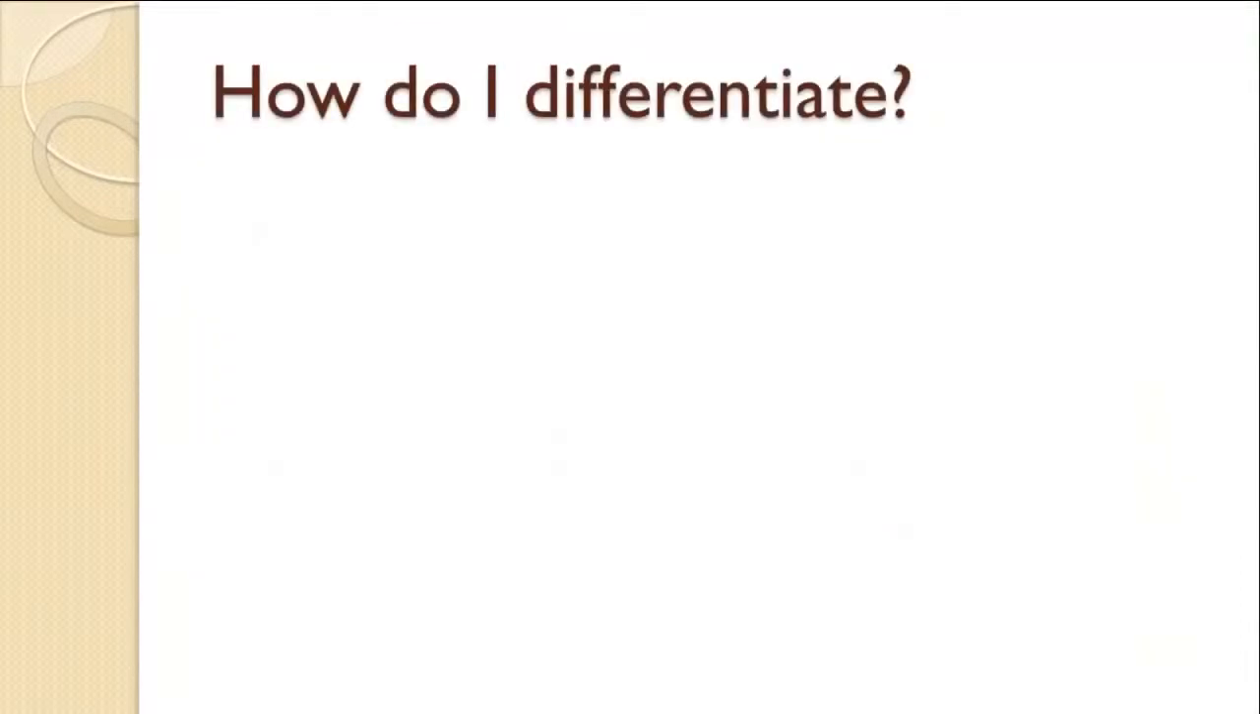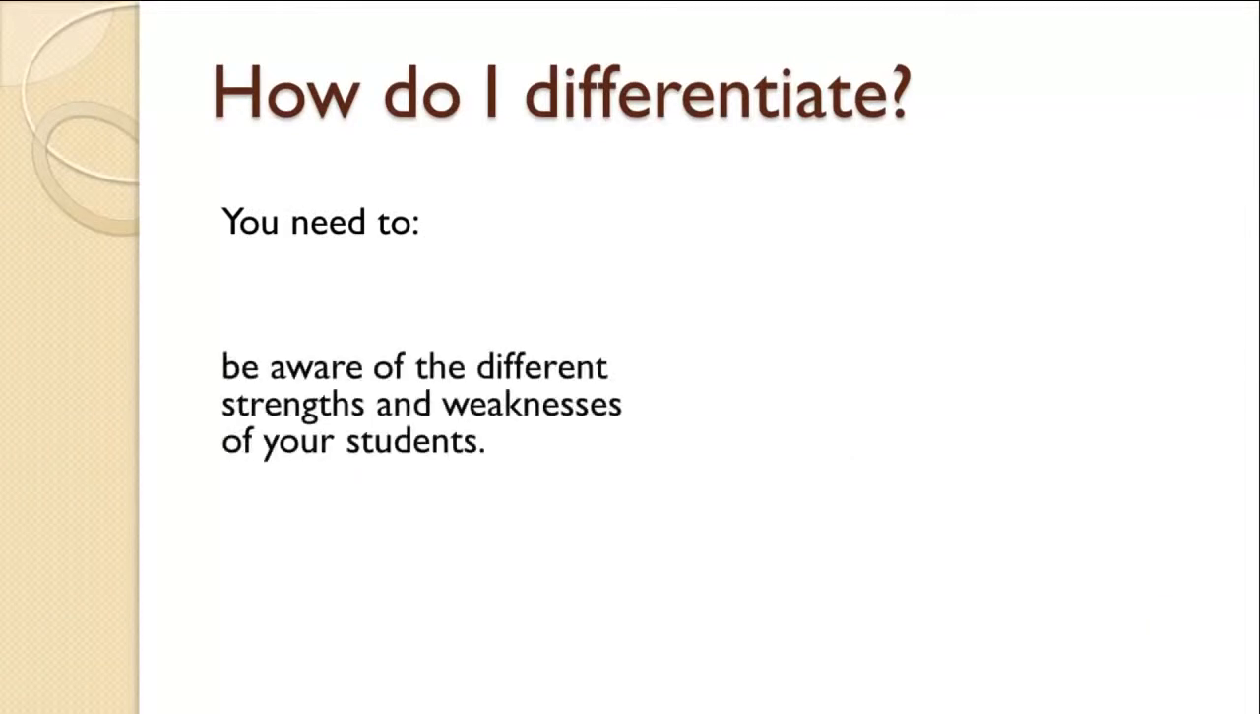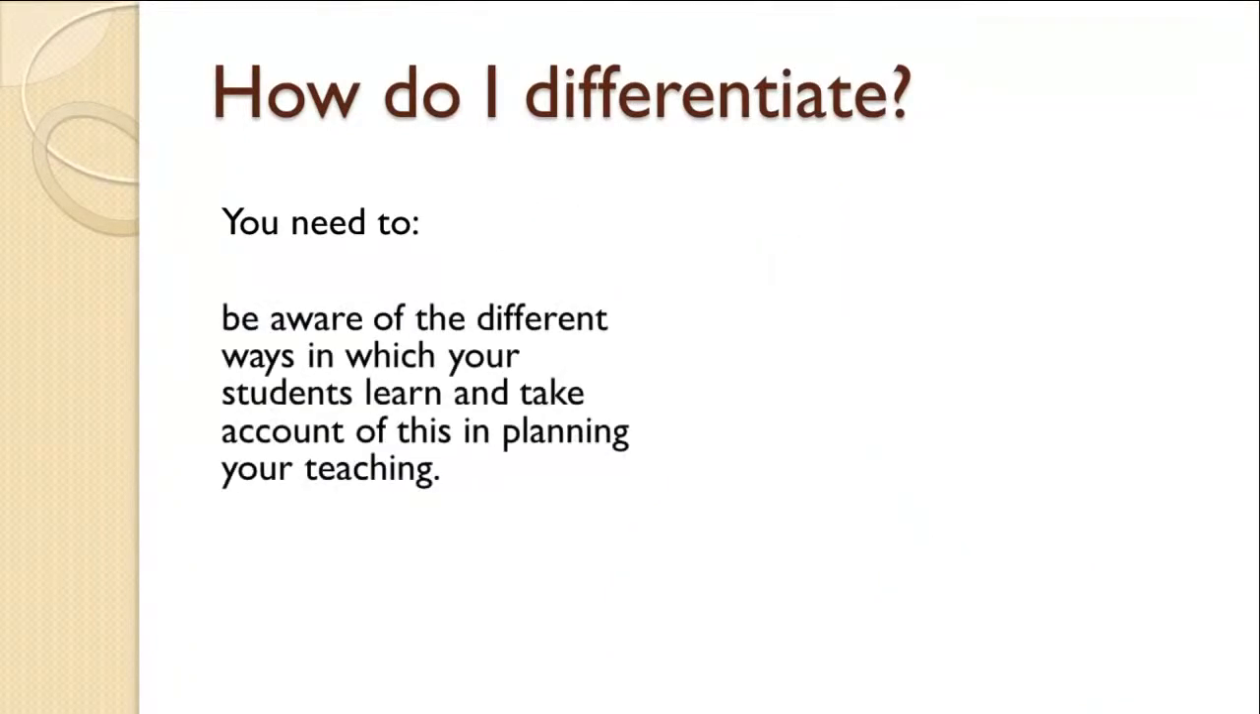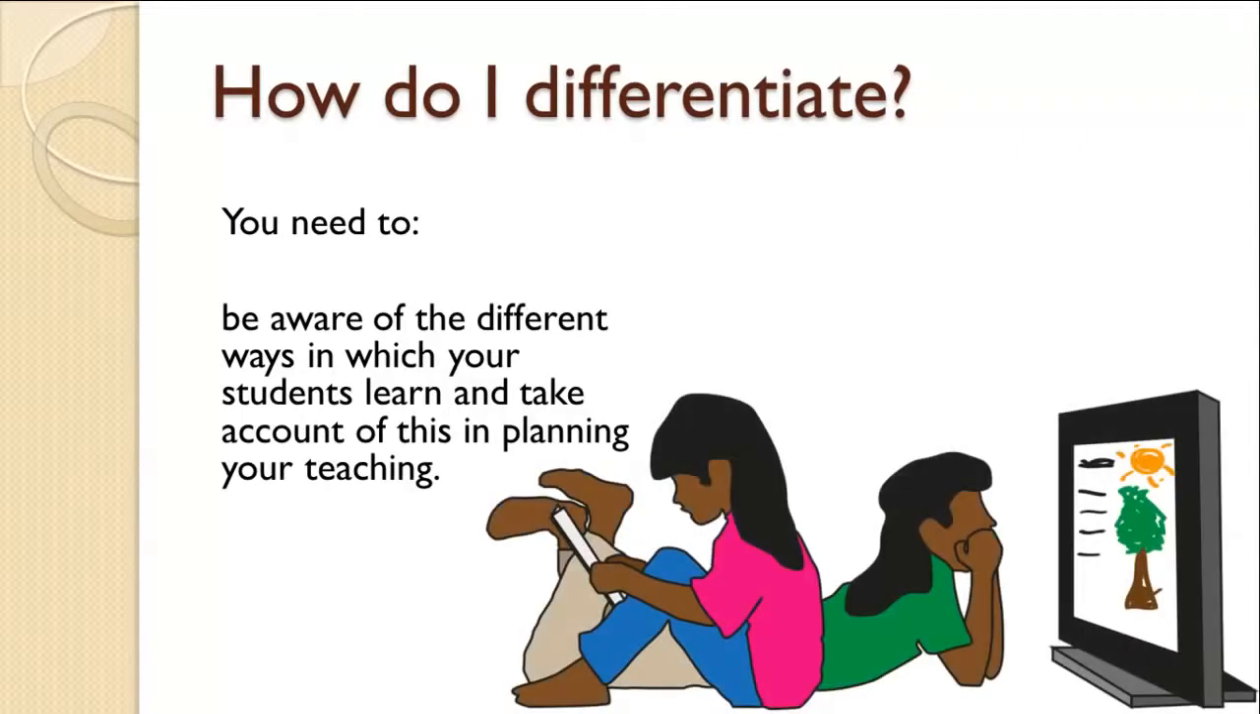Before you can start to differentiate effectively, you need to be aware of the different strengths and weaknesses of your students. What one student might be capable of accomplishing easily, another might need support to achieve. You also need to be aware of the different ways in which your students learn and take account of this in planning your teaching. Where possible, you should aim to include a range of activities or strategies to take account of a variety of learning styles.